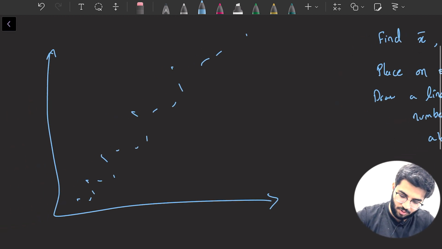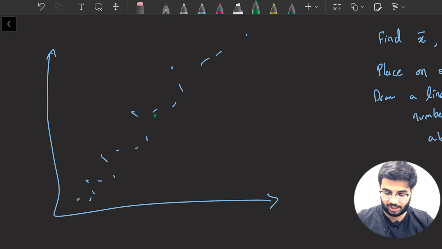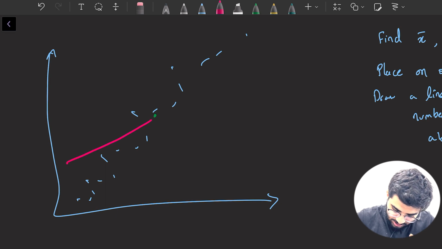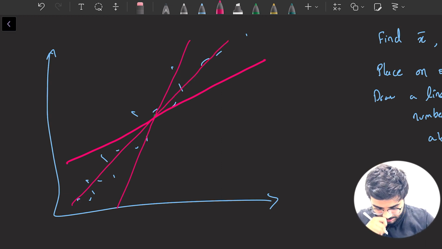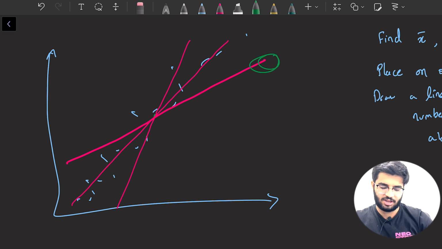So, for example, I can mark my mean x and y to be here, and with this data, I can have a bunch of lines. I can have this line that goes through that point, this line that goes through that point, or this line that goes through that point. Now, this one seems to have a fair amount on either side. So this is kind of reasonable. They're the same number on either side.